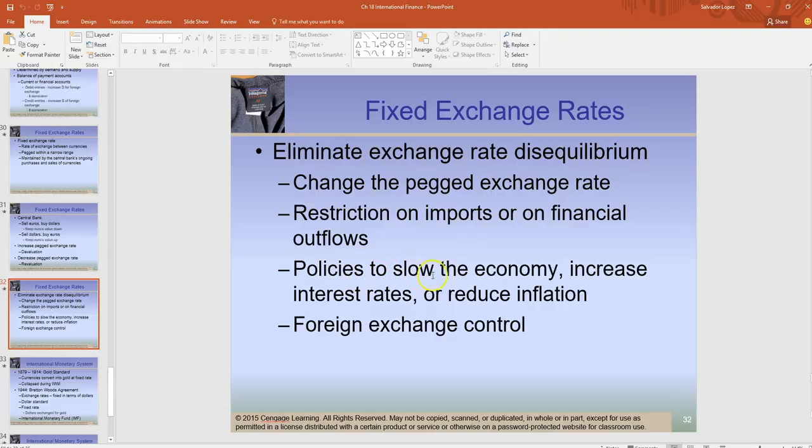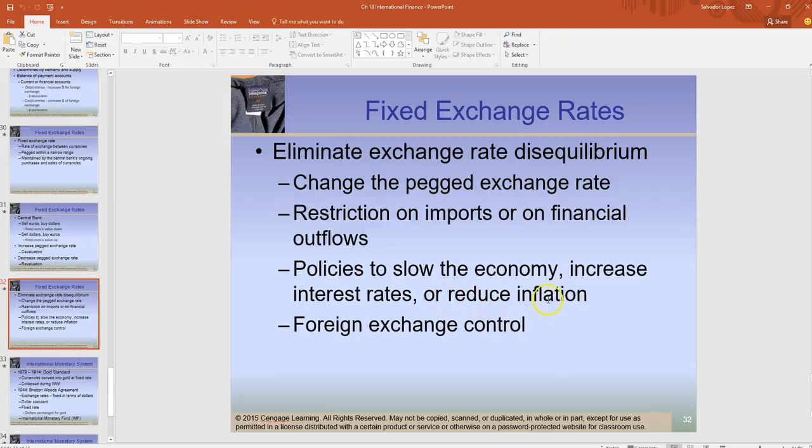Now, there might be policies to slow the economy on purpose, because if the economy slows down, then citizens will buy fewer imports. Another one is to increase the interest rate. Why? Well, if the interest rates increase, then people from other countries will be interested in saving money in that particular country because they are getting a higher return for their money. So the demand for the Bolivars in this case will increase, and then the Bolivar will appreciate in value.